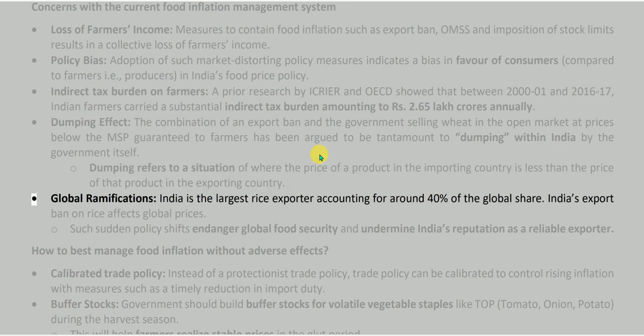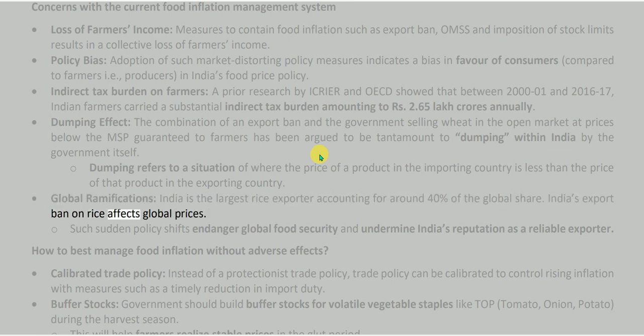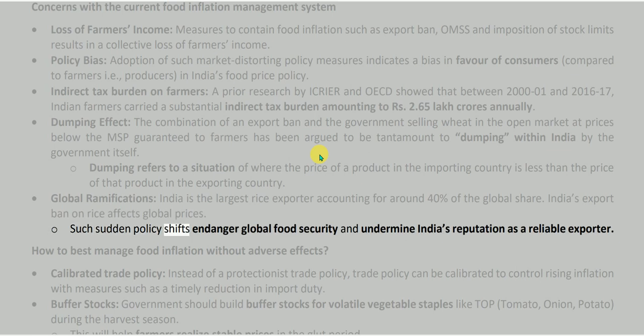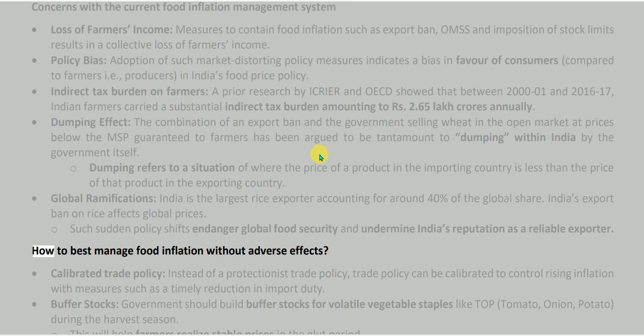Global ramifications. India is the largest rice exporter, accounting for around 40% of the global share. India's export ban on rice affects global prices. Such sudden policy shifts endanger global food security and undermine India's reputation as a reliable exporter. How to best manage food inflation without adverse effects. Calibrated trade policy.